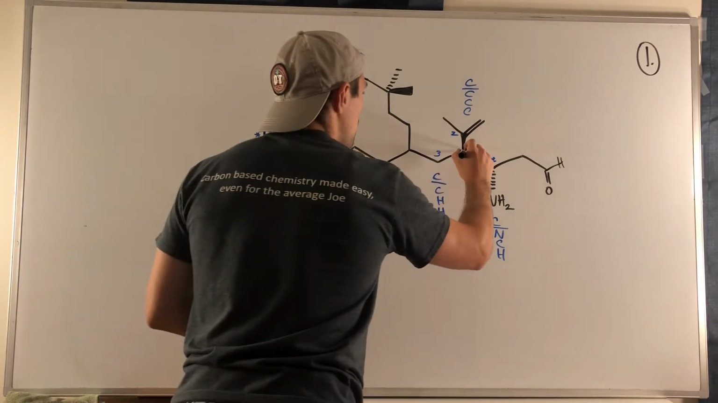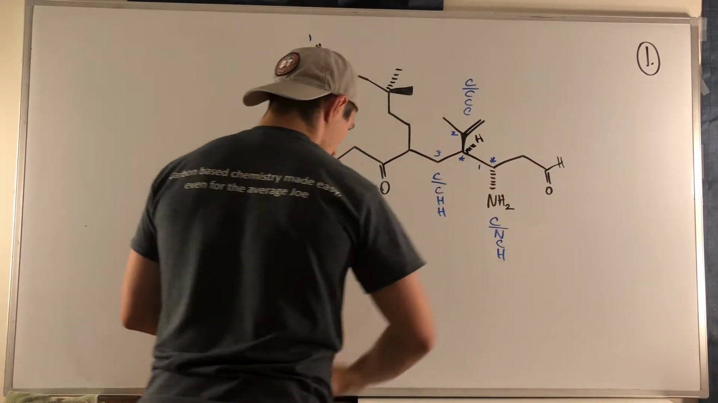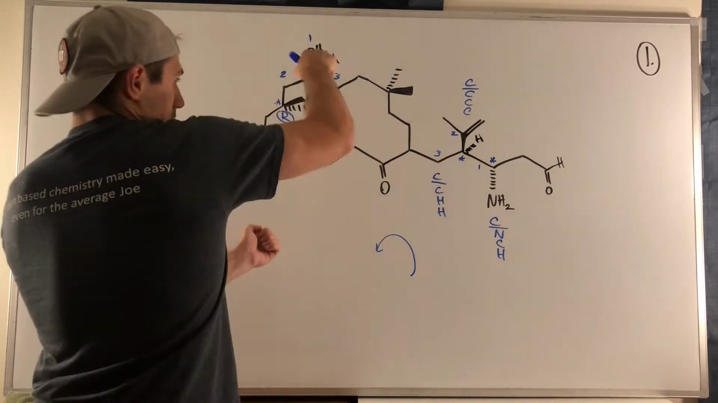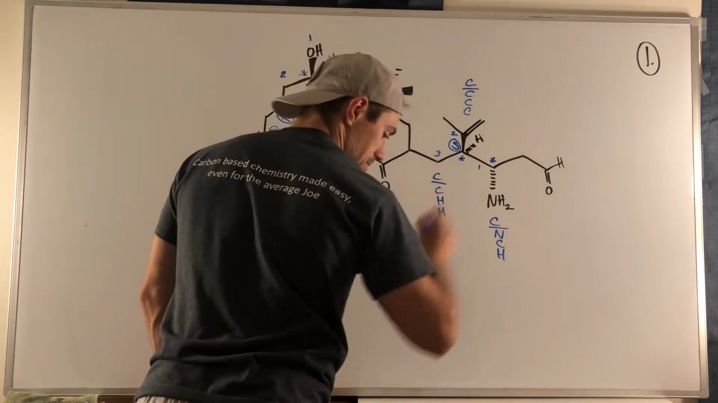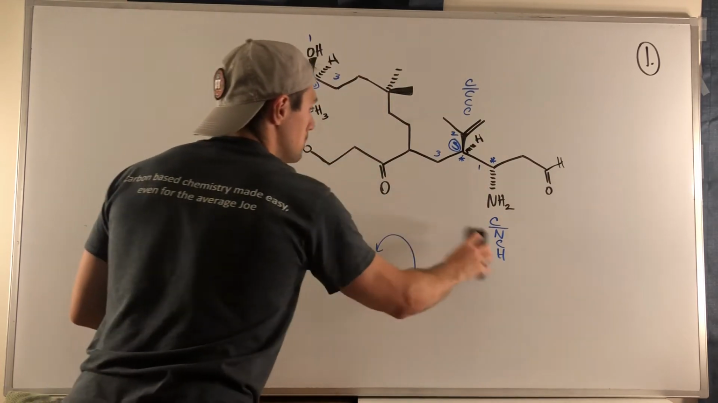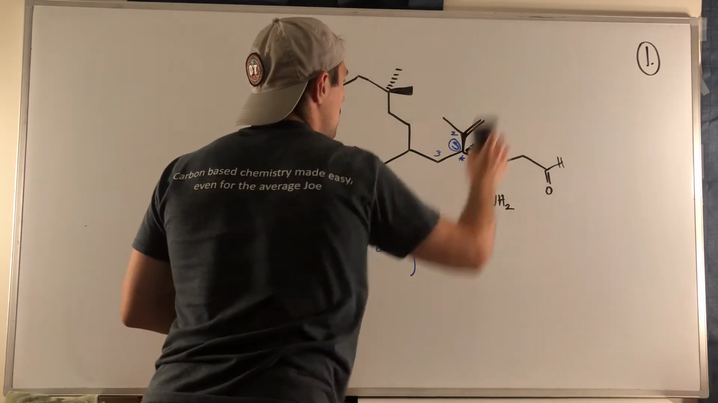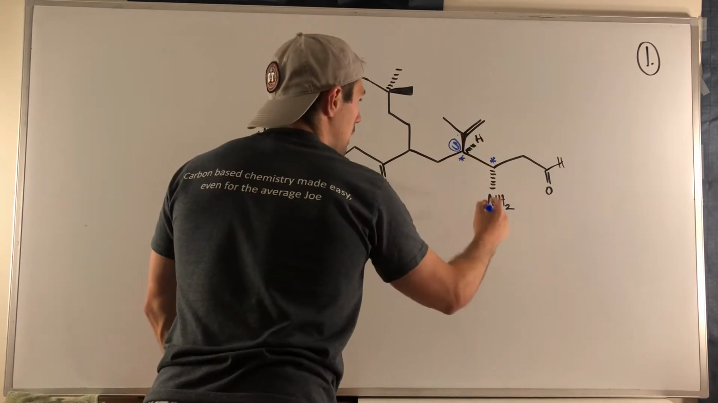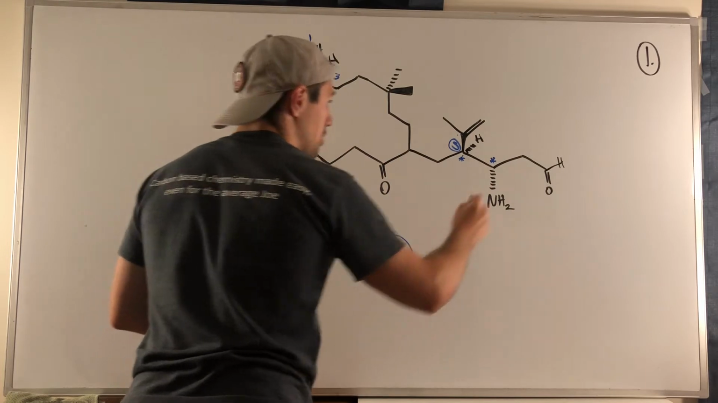Lowest priority group is facing away from us, so we can assign as is. We're going this way in the direction of 1, 2, 3. We are S. Okay? And last but not least, let me erase these numbers. We have our lowest priority group facing us.